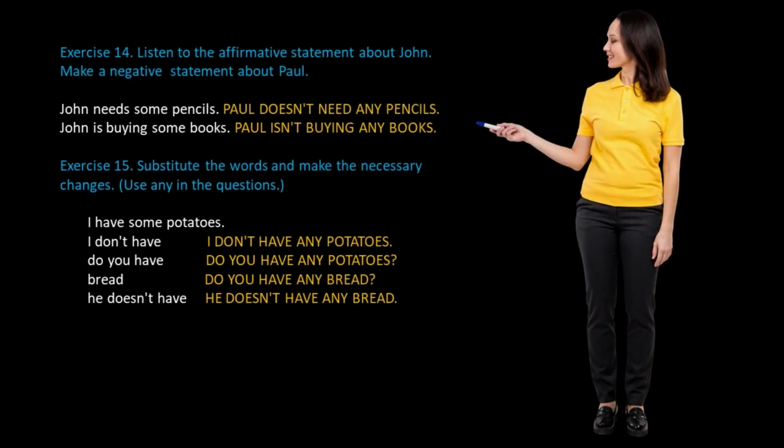Exercise 14. Listen to the affirmative statement about John. Make a negative statement about Paul. For example, John needs some pencils. Paul doesn't need any pencils. John is buying some books. Paul isn't buying any books.